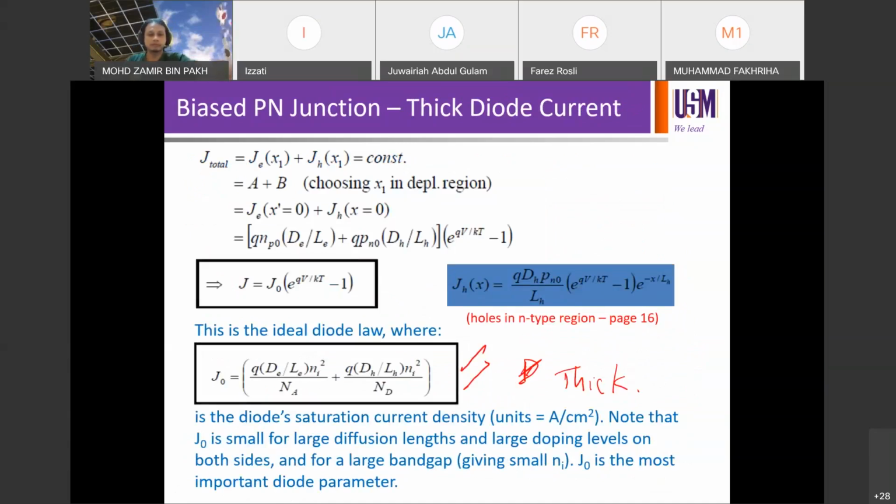Okay. So if you look at this equation, do you see any surface recombination parameter in the equation? For this equation, for the thick diode?